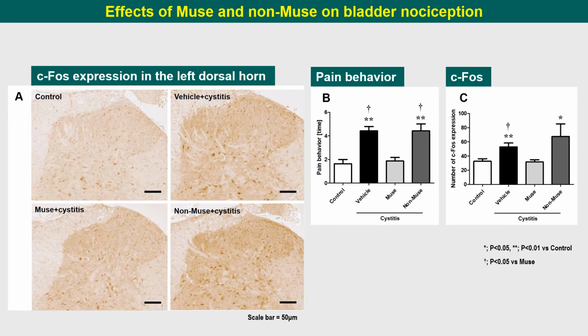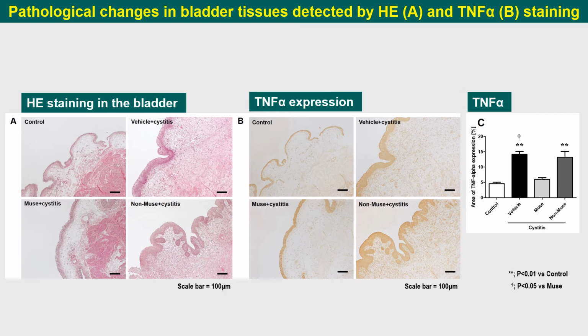Significant increases in nociceptive behavior and expression of c-Fos were also observed in the vehicle and non-Muse groups compared with controls, whereas these significant changes were not seen in the Muse group. The HE staining showed that severe edema in the bladder epithelium and lamina propria with obvious inflammatory cell infiltration was seen in the vehicle and non-Muse groups.